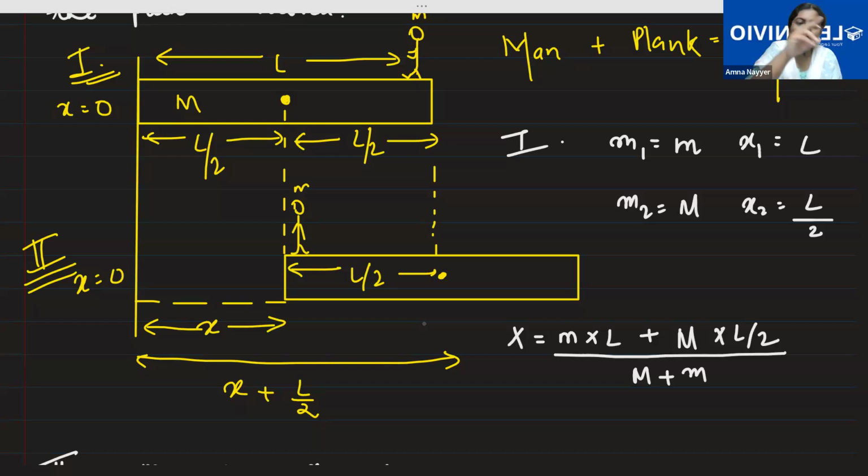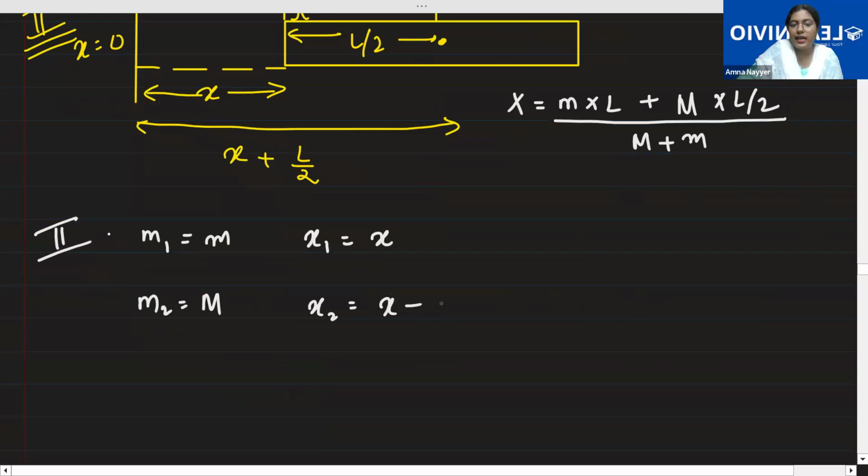Where can you see its center of mass from the origin? X plus L by 2. Here the center of this plank has shifted to L by 2. Already it has shifted by x distance. So the total will be x plus L by 2.